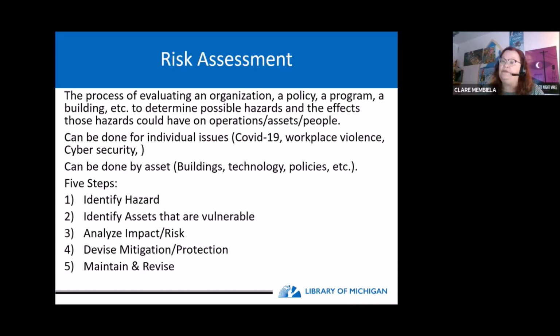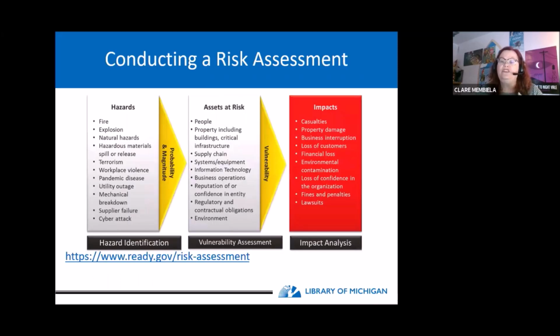You have to constantly review it because risks change, right? How many of us, a year and a half ago, really seriously thought that a pandemic was going to be a serious risk? So it's something that you need to be constantly tweaking and keeping an eye on. So this is kind of just a nifty graphic.